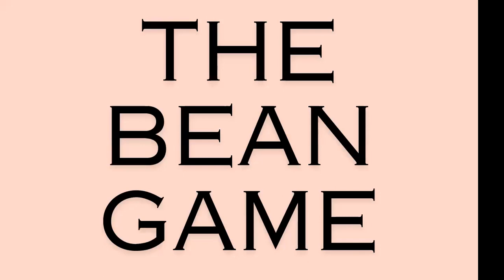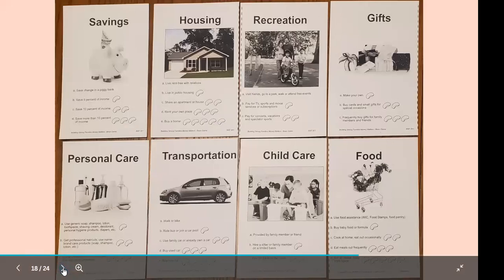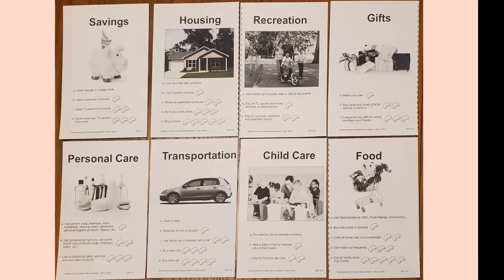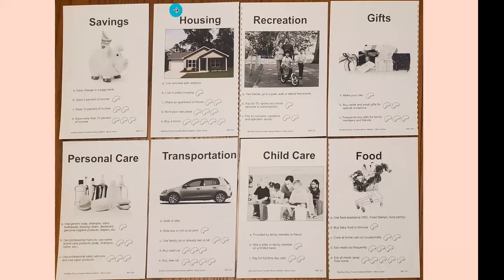Each group is given a stack of cards. This is a photo of the cards laid out on the table that I used in the class. We have various topics that represent household expenses. There were more cards than this. This is just to give you an idea: savings, housing, recreation, gifts, transportation, personal care, food, childcare. There are even more cards than this.